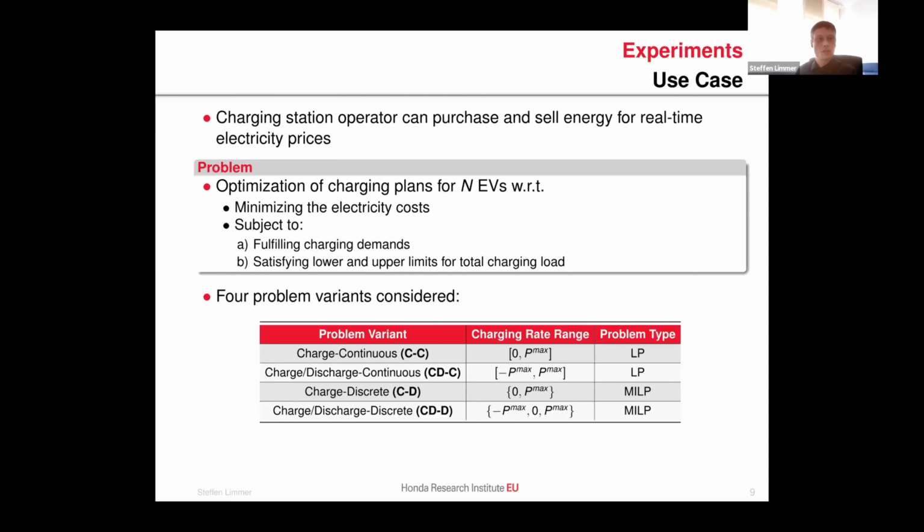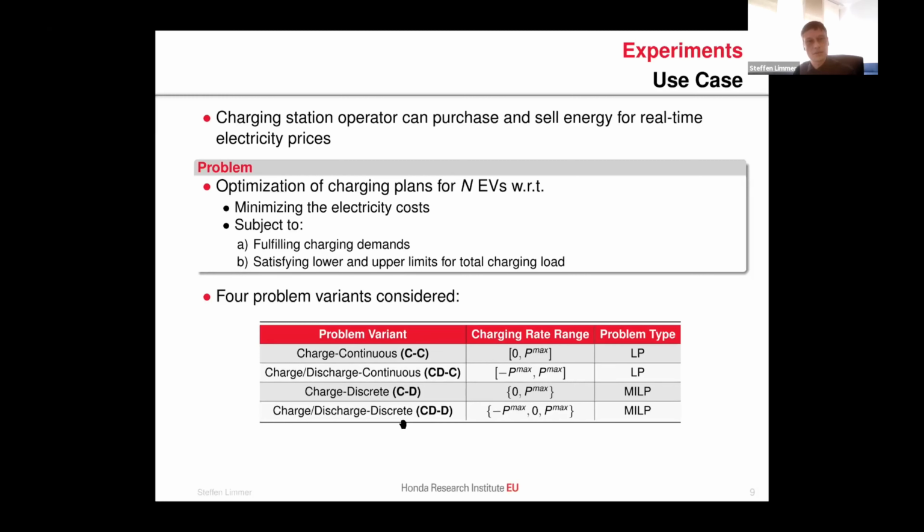And in the experiments, we consider 4 variants of this problem: 2 with continuous power modulation, 2 with discrete modulation. In the first variant, EVs can only charge, not discharge, and the power can be modulated continuously between 0 and the maximum charging power of the EV. In the second variant, EVs can also discharge. In the third variant, EVs can only charge and the power can be only set to 0 or the maximum charging power of the EV. So it's basically an on-off scheduling.